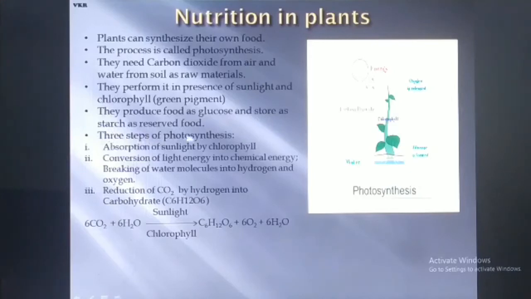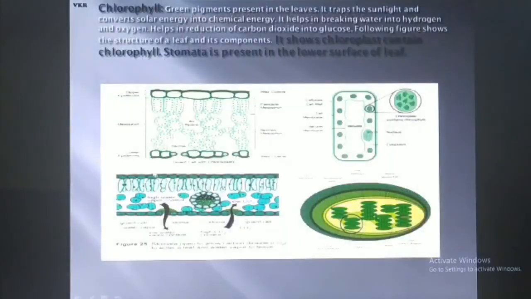Three steps of photosynthesis. First of all, absorption of sunlight by chlorophyll, then conversion of light energy into chemical energy, breaking of water molecules into hydrogen and oxygen, and the third step is the reduction of carbon dioxide by hydrogen into carbohydrate, right? Next we see what are the various factors that help the plant to produce food.